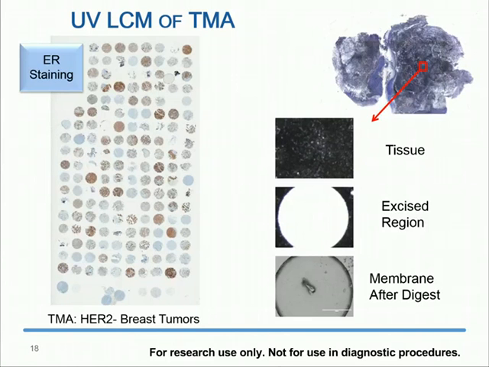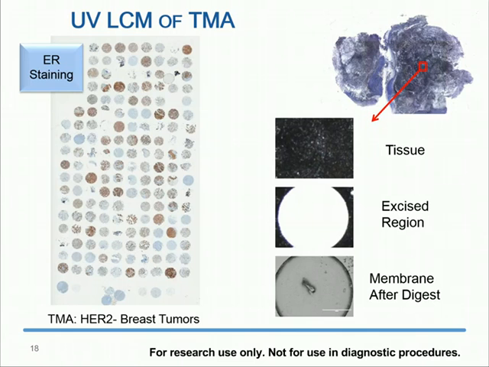So this is an example TMA on the left-hand side here. This is a TMA of HER2-negative breast tumors that have been stained for the estrogen receptor. This is a TMA that was prepared at Moffitt under the supervision of Teresita Antonia, and it was one of many developed for analyzing research questions about breast cancer, particularly for enriching different minority populations.